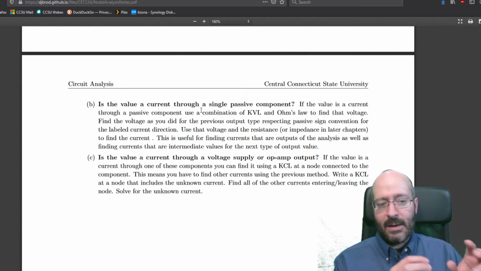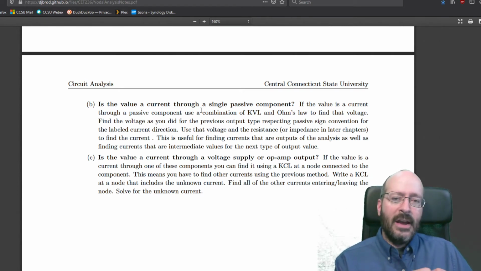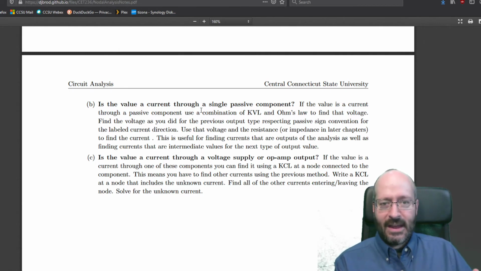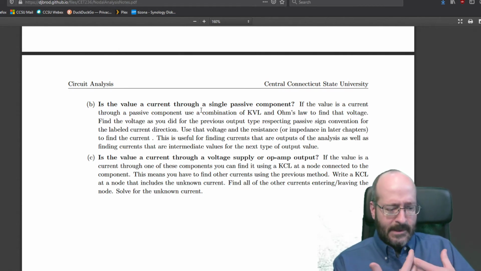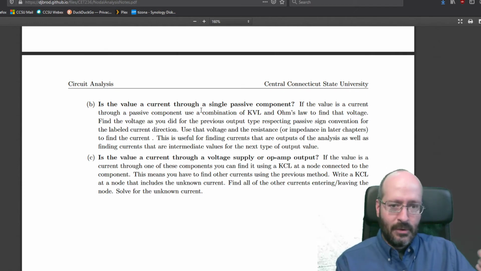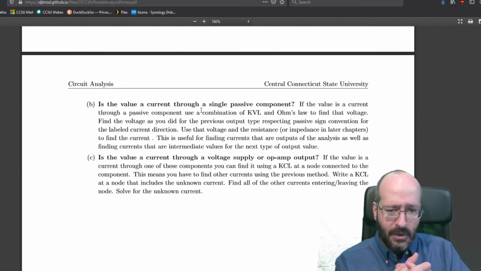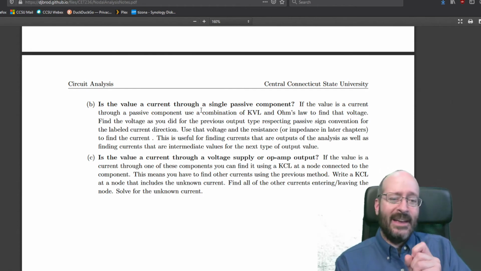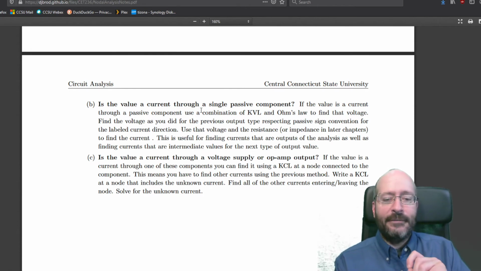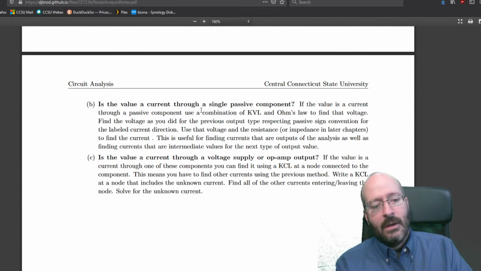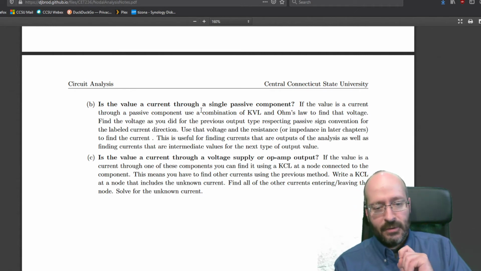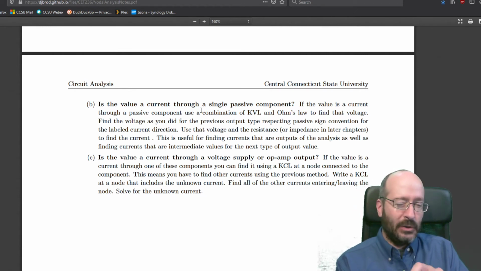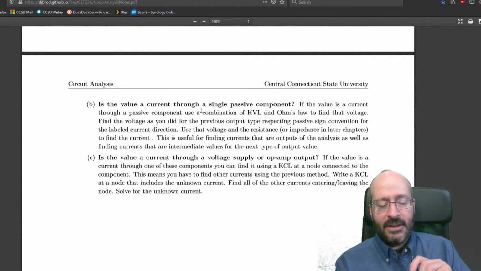If there's a current through a single passive component, so resistor, capacitor, inductor later on in the class, then we're going to do a combination of KVL and Ohm's law, and that's the one where I have the refrain of saying voltage at the tail minus voltage at the tip over the resistance. Okay, so we can do that pretty simply if it's a single component. If there are multiple components, or if you're looking for the current through a voltage supply or an op-amp, then you're going to have to do some combination of these.